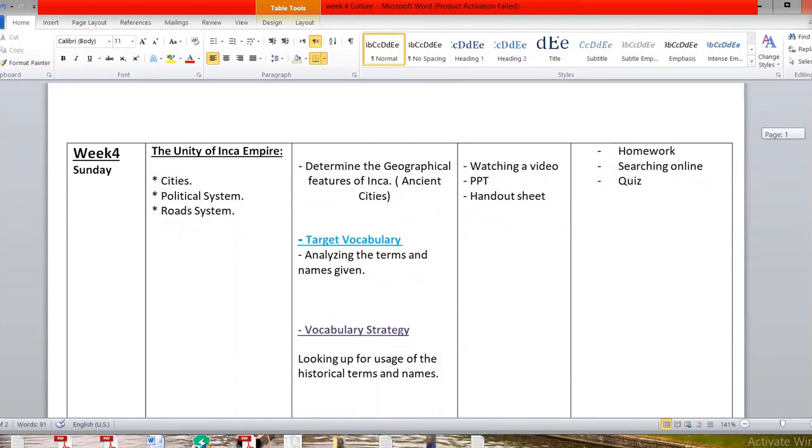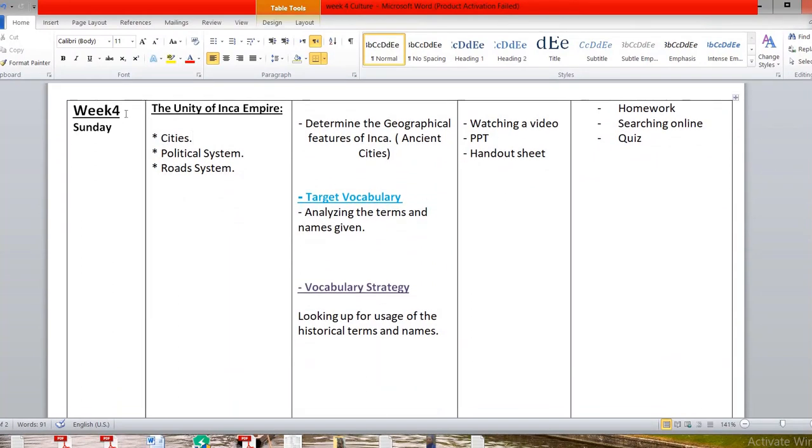What we're going to discuss this week is, of course, the Inca Empire, but mainly we were going to talk furthermore about cities, about political system, about roads system. What you are supposed to be able to express is determining the geographical features of Inca and to know how to analyze the terms and names given.